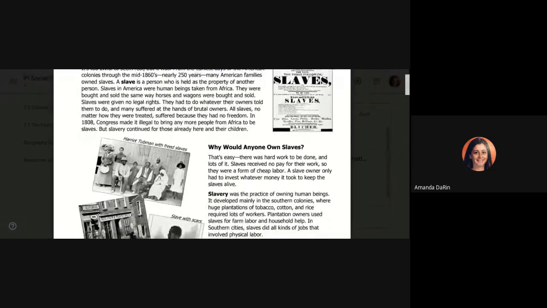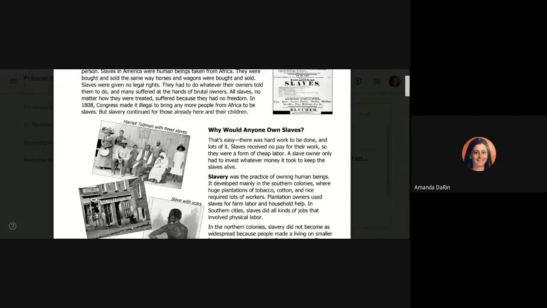Next section. Why would anyone own slaves? That's easy. There was hard work to be done, and lots of it. Slaves received no pay for their work, so they were a form of cheap labor. A slave owner only had to invest whatever money it took to keep the slaves alive. Slavery was the practice of owning human beings.